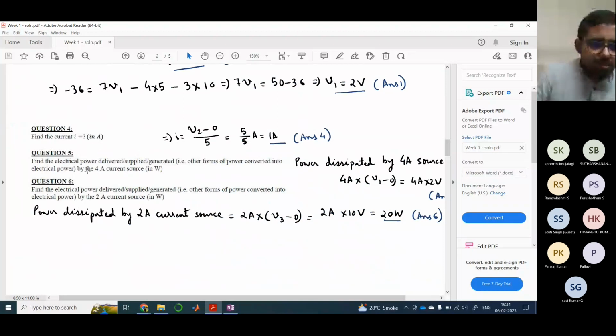Now, what is question number 5? Find the electrical power delivered, supplied, generated, that is other forms of power converted into electrical power by the 4 ampere source. So here these are three questions which are very basic.